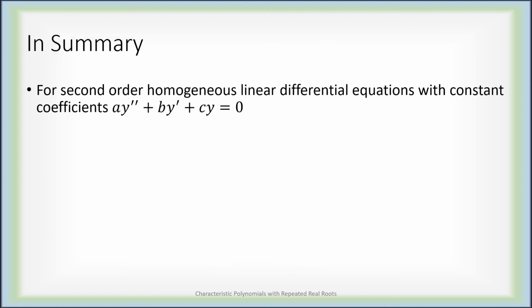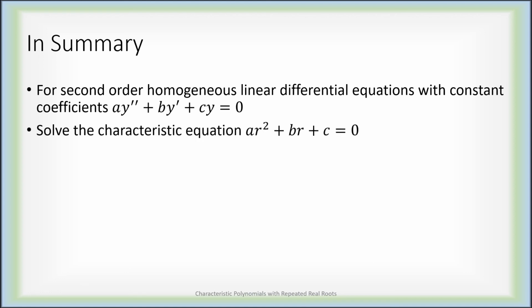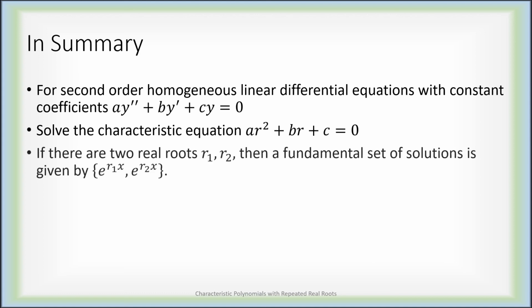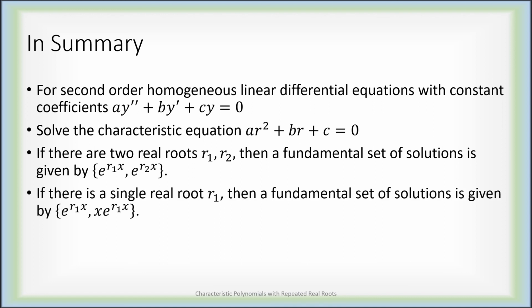What have we learned? If we have a second-order homogeneous linear differential equation with constant coefficients, ay double prime plus by prime plus cy equals 0, we need to solve the characteristic equation ar squared plus br plus c equals 0. If there are two different real roots, we've already seen that a fundamental set of solutions is given by e to the r1x, e to the r2x. But today we established that if there's a single real root r, then the fundamental set of solutions is given by e to the rx and x e to the rx. This still leaves behind the question, however, of what if the characteristic polynomial doesn't have any real roots at all?